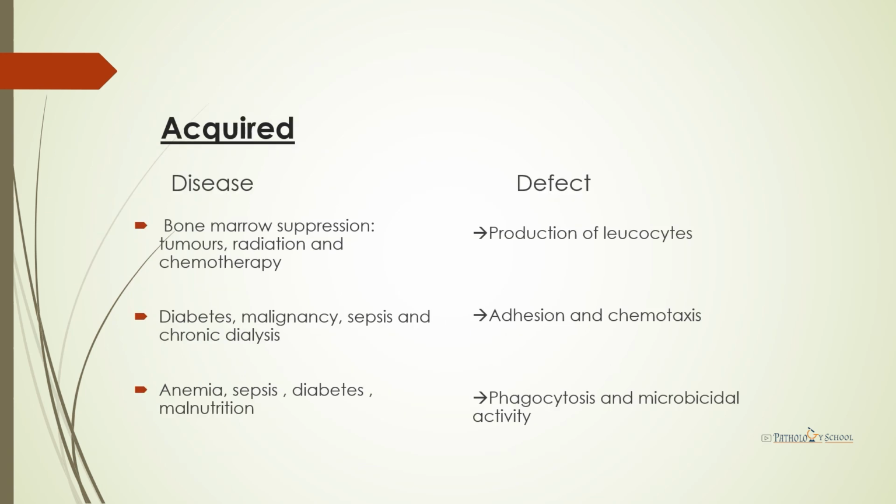In acquired causes, we have bone marrow suppression due to tumors, radiation and chemotherapy. These result in a decrease in the production of leukocytes. Diabetes, malignancy, sepsis and chronic dialysis, which are commonly encountered in immunocompromised states, result in deficiency in the adhesion and chemotaxis of leukocytes. Then anemia, sepsis, diabetes and malnutrition can also impair phagocytosis and microbicidal activity.